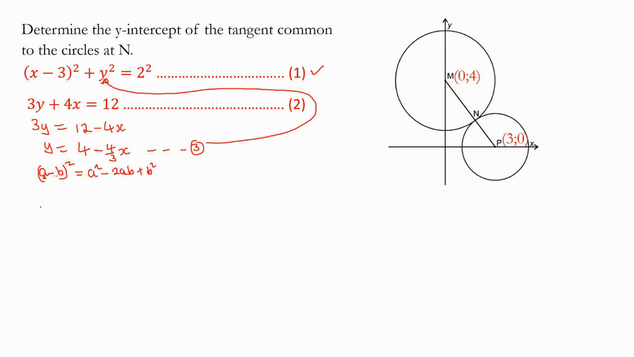Now let's substitute, and then we have (x − 3) squared plus, let's put this in the bracket, (4 − 4/3 x), you see that, squared. We have replaced y with that expression there, is equal to 4. Let me write this 2 squared as 4.